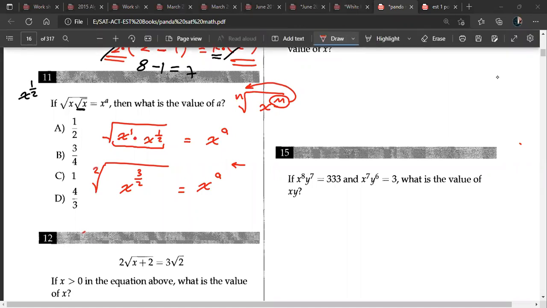Yasmin, you said it's B. Okay, let's see. So now it will be like this: x to the power 3 over 2, multiplied by half or divided by 2, will be 3 over 4. And here it will be x to the power a. So a equals 3 over 4. Clear? So the answer is B.